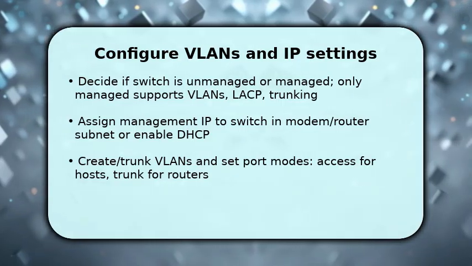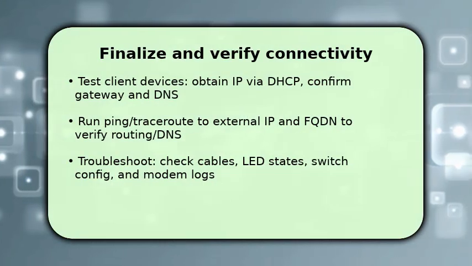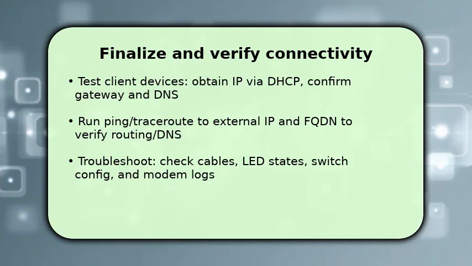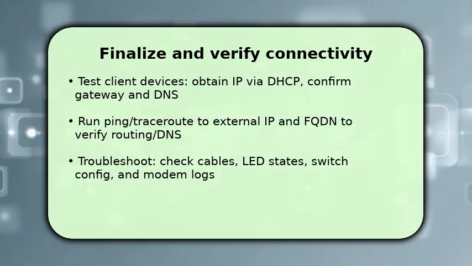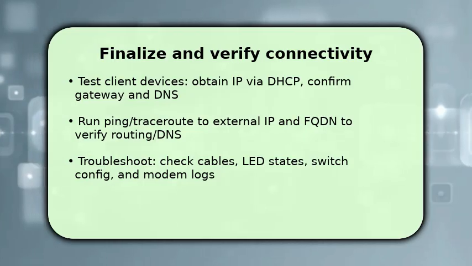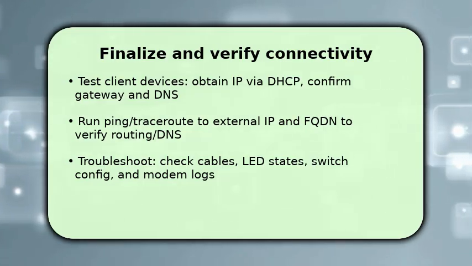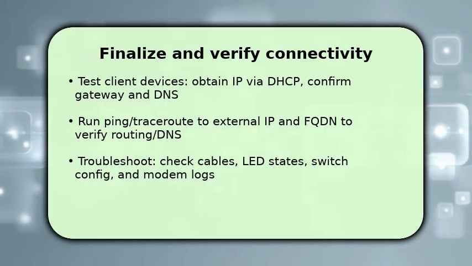You finish by validating that client devices receive IP addresses and proper gateway/DNS from the router. This confirms DHCP and routing are functioning. Then run ping to an external IP and traceroute to a domain name to verify both routing and DNS resolution. If both succeed, the network is online.